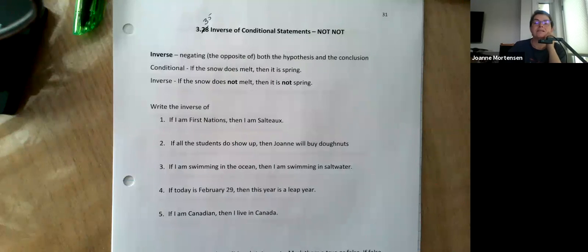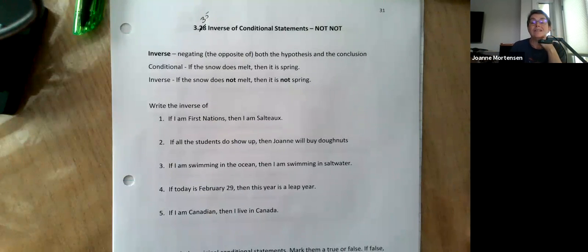All right, this is 335, and you're going to look at the inverse of conditional statements. So, ta-da, it's time for the not. Sorry, that's how I remember all this stuff. It's new. We didn't do the inverse before. We just did the converse.